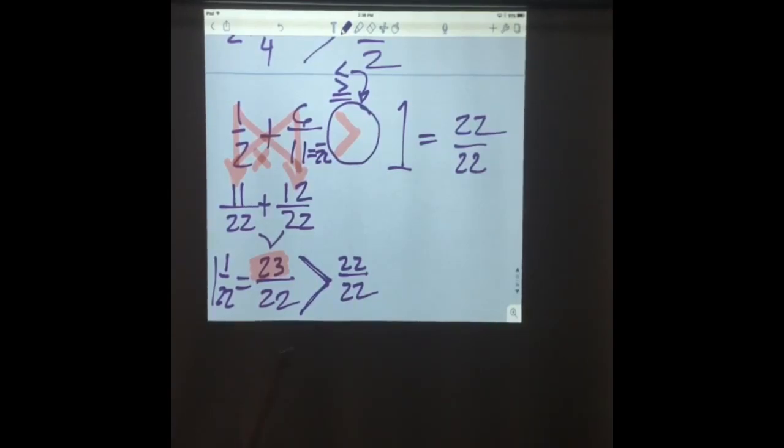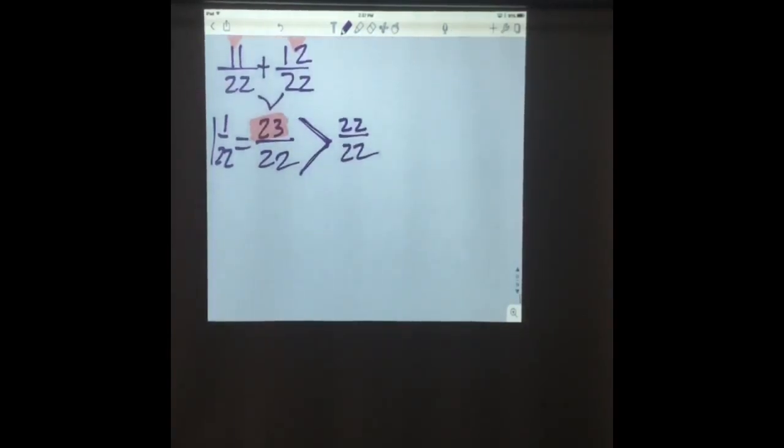This is a fairly complicated way of talking about math, and I'm just trying to see if you could get the idea that a half plus this thing that's bigger than a half makes more than 1, so this is greater. That's what we're trying to do.